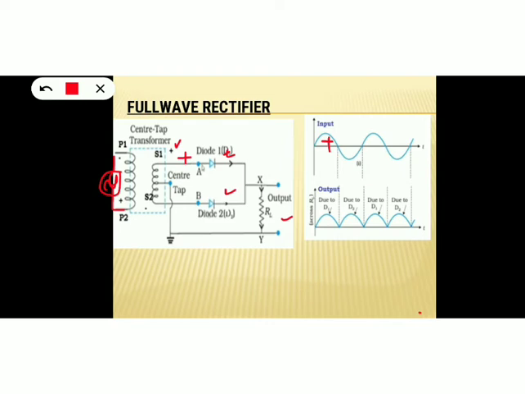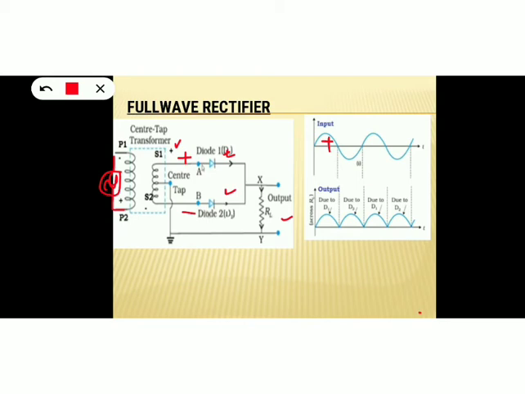So positive voltage is supplied to the positive of the diode. So A will be forward biased, but at the same time B is negative during positive half cycle. So negative of the voltage is connected to the positive of the diode. So B is reverse biased. So diode 2 is reverse biased and diode 1 is forward biased.